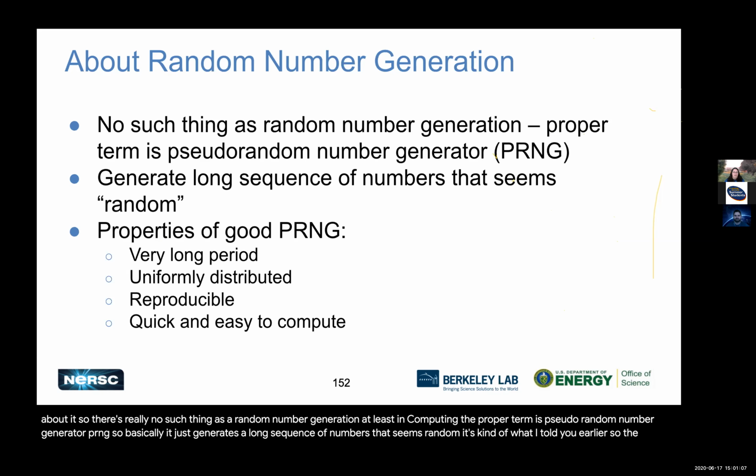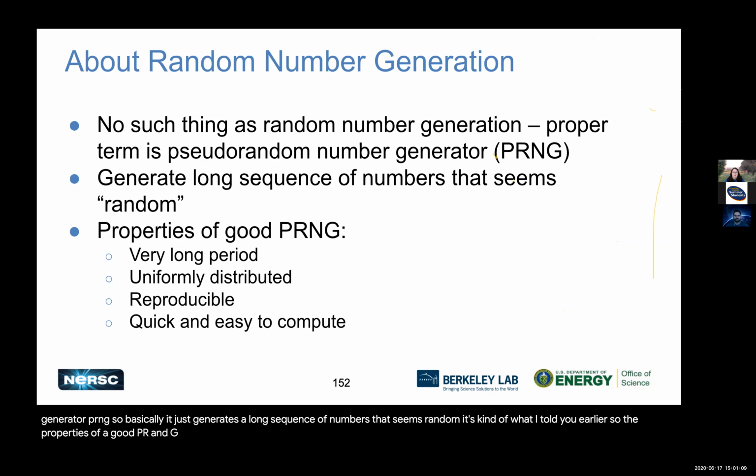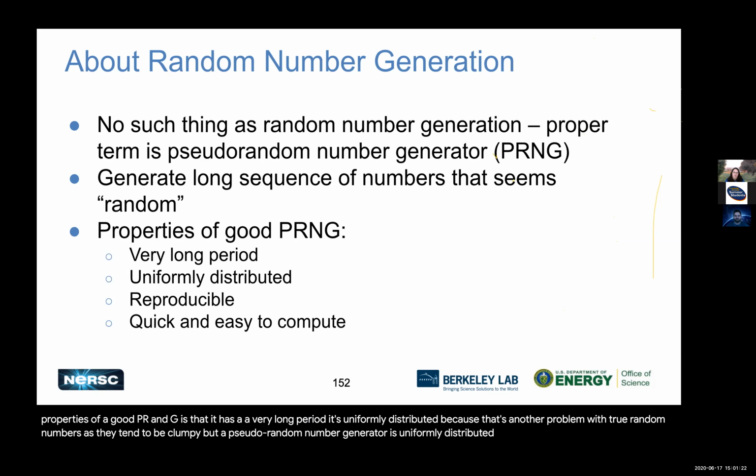The properties of a good PRNG are that it has a very long period. It's uniformly distributed, because that's another problem with true random numbers, they tend to be clumpy. But a pseudo-random number generator is uniformly distributed.